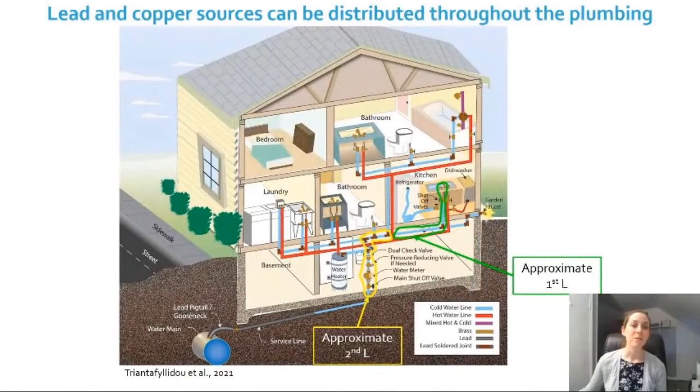Also, unfortunately, lead and copper sources can be distributed throughout the plumbing. So this is an example of a premise plumbing system in a home, and you can see that there are various potential sources of lead and copper: various valves, fixtures, fittings, and soldered joints, and they're scattered throughout the entire home. This comes into play a little bit more in private water systems, because not only do you have lead and copper sources distributed throughout the premise plumbing, but you also have them throughout the wellhead area, pressure tank, and various other plumbing components associated with that private well.